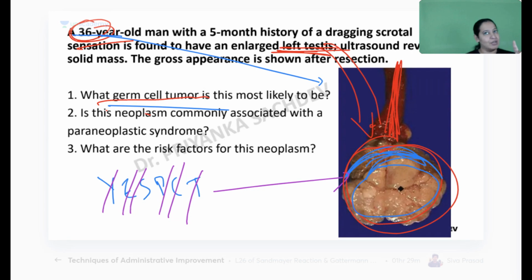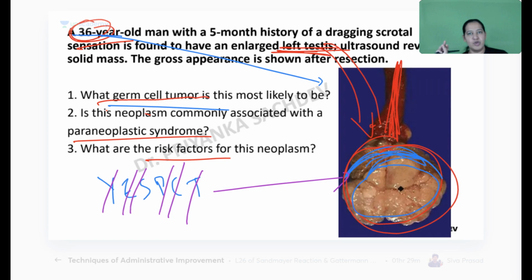Now the second level question. This was the first level question: diagnosis. Second level question: tell me the paraneoplastic syndrome associated with it. Tell me one paraneoplastic syndrome associated with seminoma. Third level question: what is the risk factor for this neoplasm? The biggest risk factor for this neoplasm. First identify it, then tell me the paraneoplastic syndrome and tell me the risk factor for it.